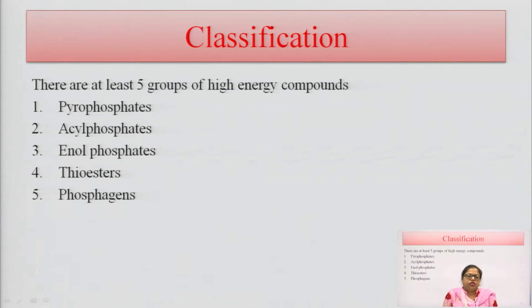What is the classification of these high energy compounds? They fall into five categories. The first is pyrophosphate, the second is acyl phosphate, the third is enol phosphate, the fourth is thioesters, and the fifth is phosphagens. How they react and what their structures are will be discussed in the next lecture.